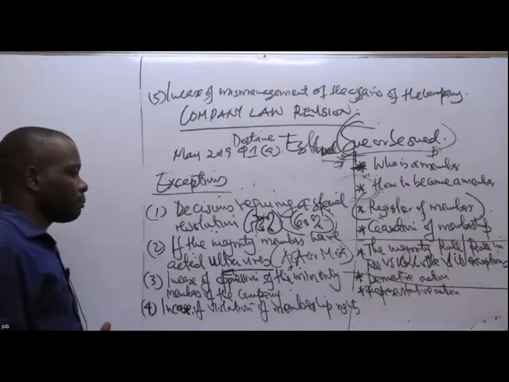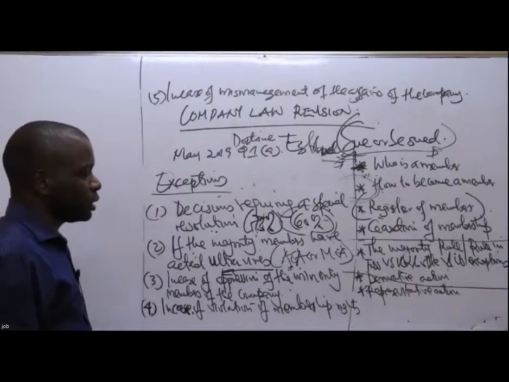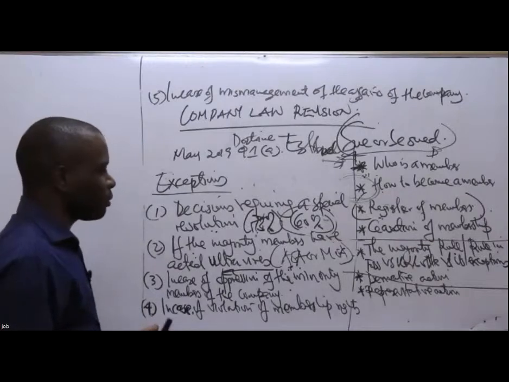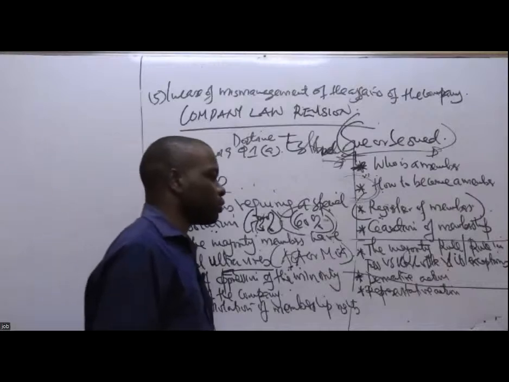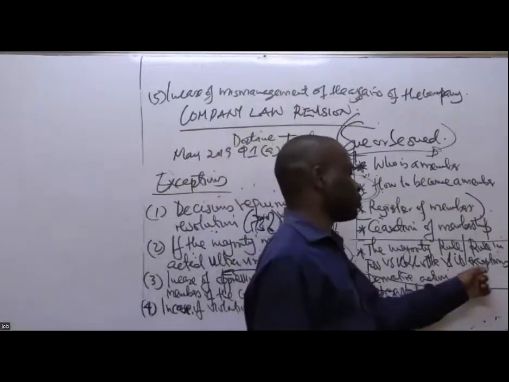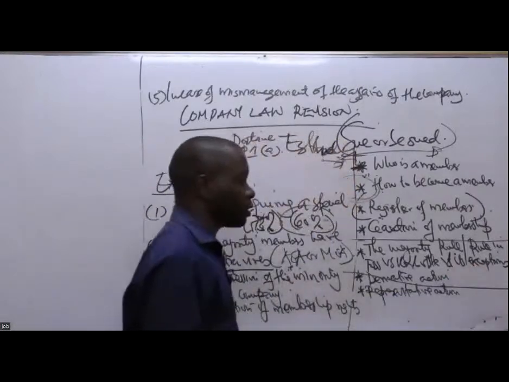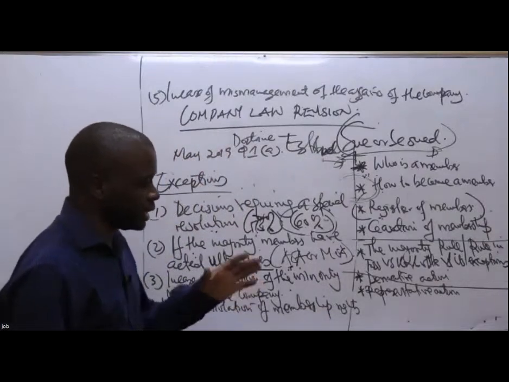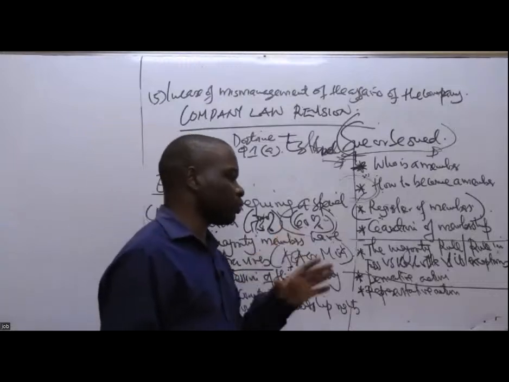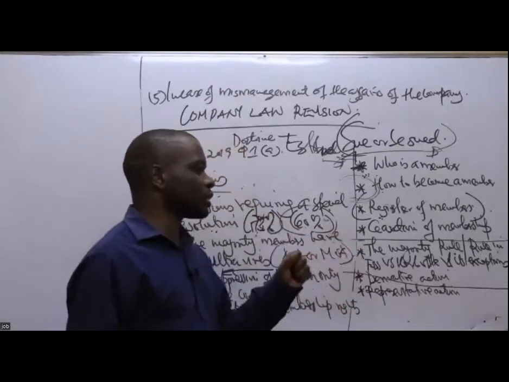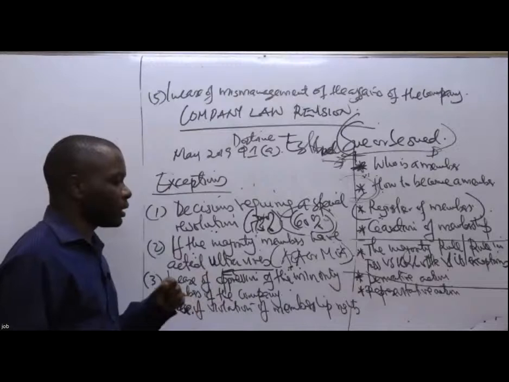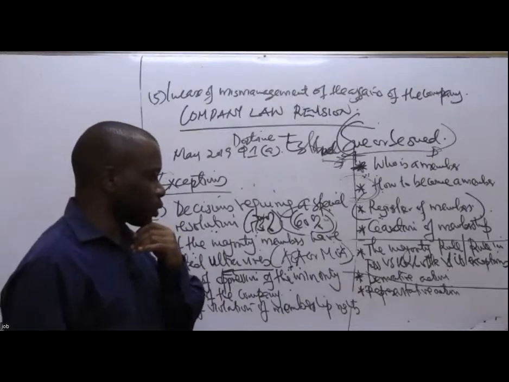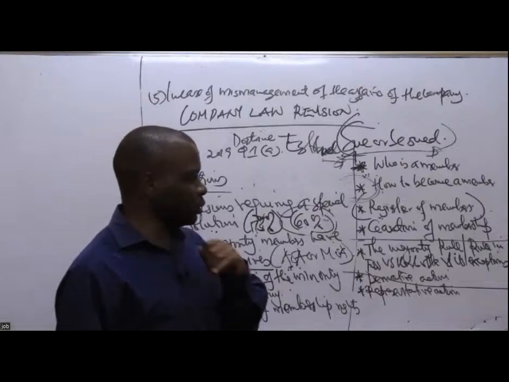So that is basically what we mean by the majority rule, or the rule in Foss versus Harbottle. It is one of the major rules under company law, and of course it has its exceptions. So you can't afford to walk into an exam room without having a clue of what the majority rule is, the rule in Foss versus Harbottle. That is what you need to be able to know about the majority rule.